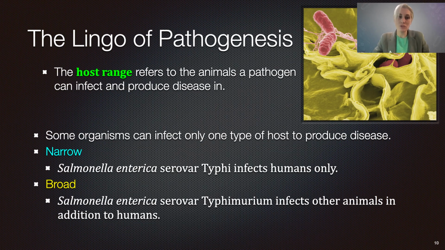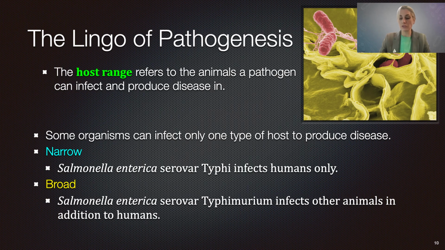Okay, looking at host range, this is who can be infected by the pathogen. We have a narrow and broad range. So a narrow range would be one species only. So here we see Salmonella enterica serovar Typhi only affects humans, where we have some Salmonella Typhimurium, which actually affects not only humans, but also other animals, meaning it can be spread from animals to humans and humans to animals. So a broad host range means more species are susceptible, narrow meaning only some.